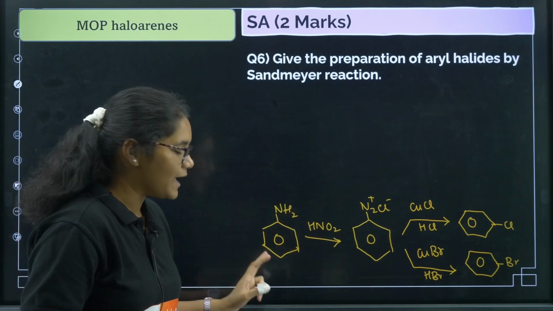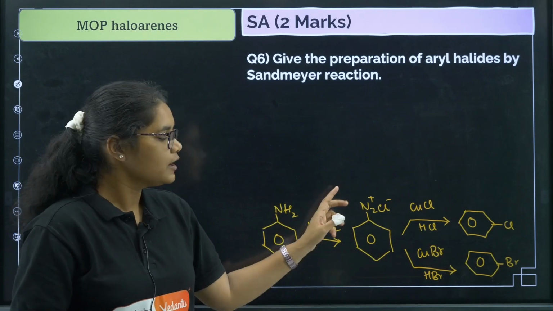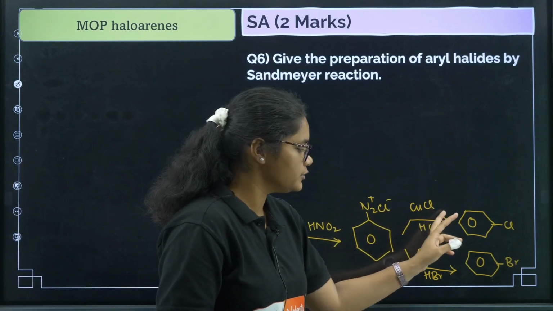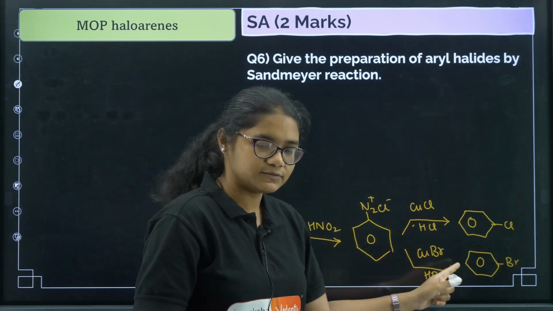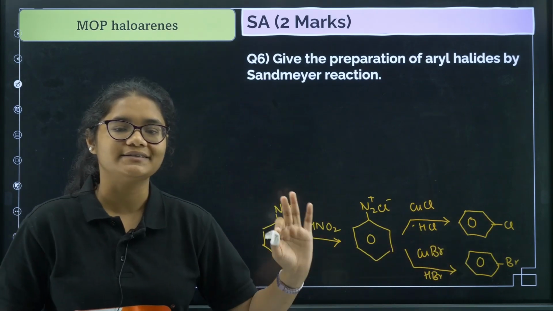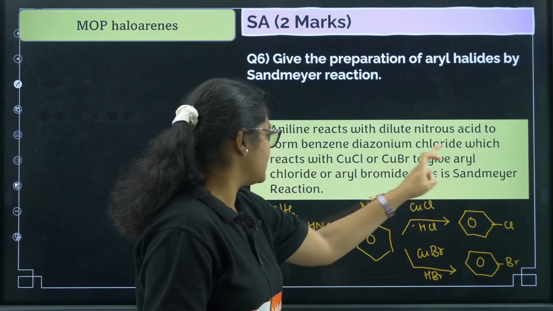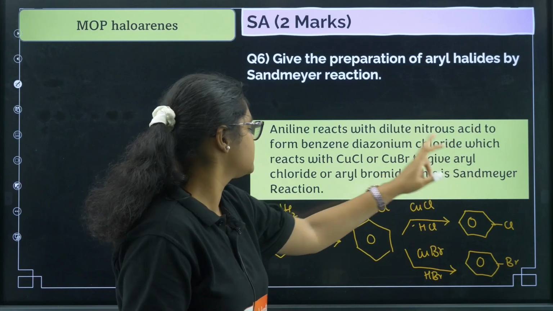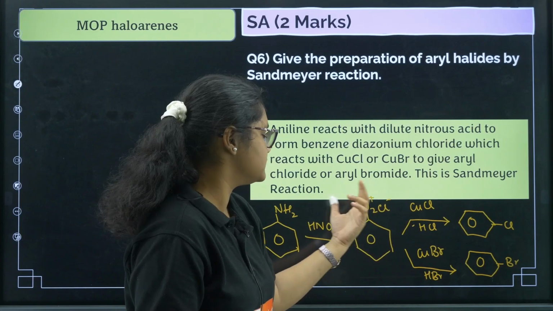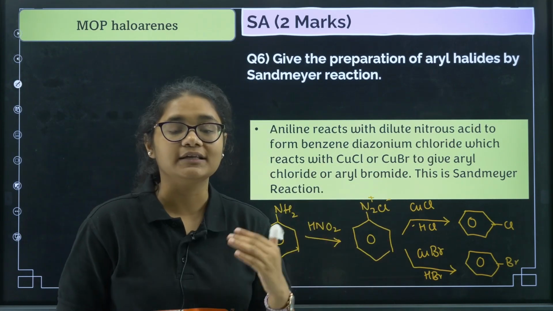No need to remember the bookish statements at all. You can write down: when aniline reacts with nitrous acid, it forms benzene diazonium chloride. Benzene diazonium chloride in presence of CuCl/HCl or CuBr/HBr gives chlorobenzene or bromobenzene respectively. This is called Sandmeyer reaction. The statement should be in your own words. From the reaction you can easily derive it.